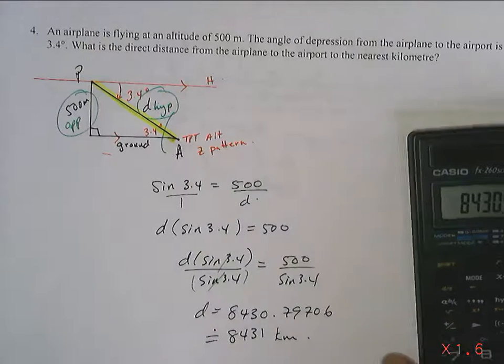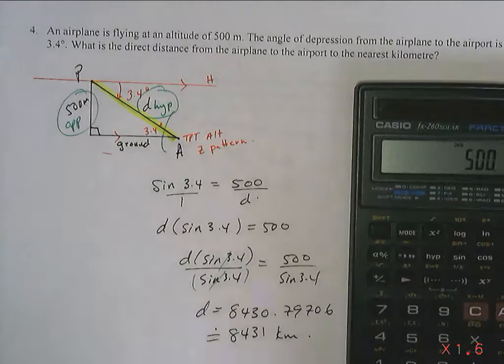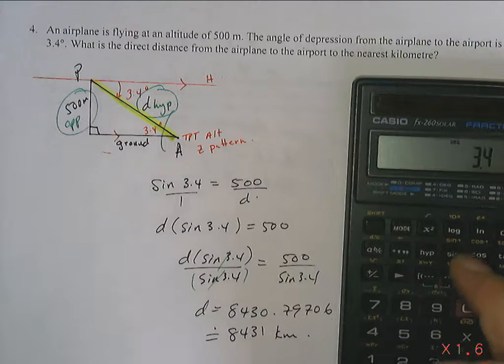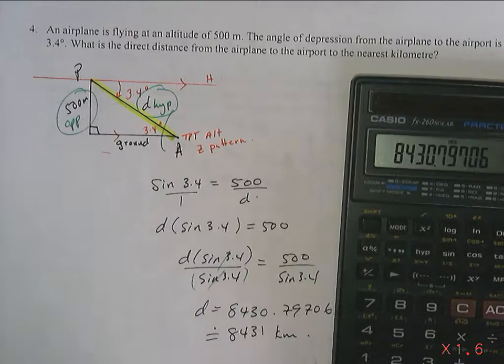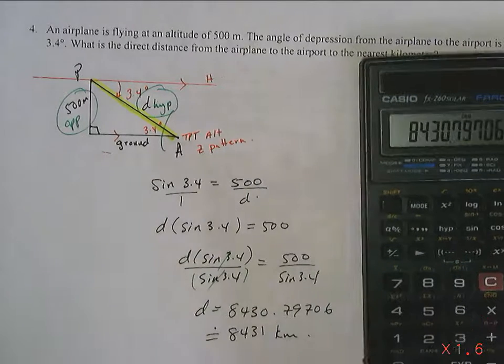One thing I will warn you about when you're doing this calculation on your calculator, I did 500 divided by 3.4 sine. You then have to hit equals. Otherwise, that decimal that you get is just the sine of 3.4. So there you go. We'll stop there.